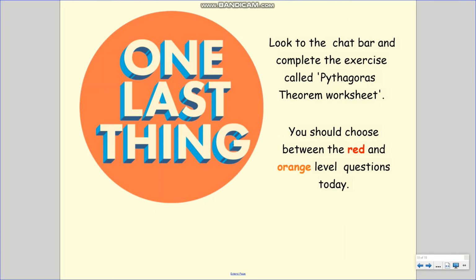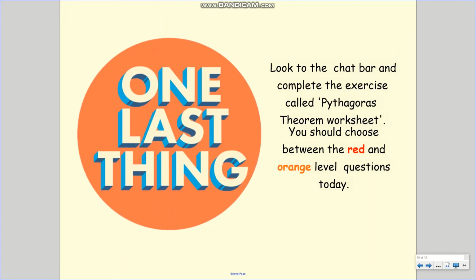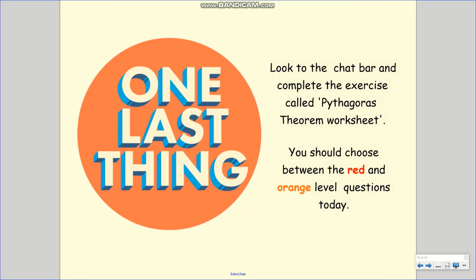Your final activity for today is to go to the exercise that has been posted in chat for you. You should choose between the red level and the orange level of questions today. The red level deals with one method at a time, looking at finding the hypotenuse first of all, and then finding shorter sides or legs of the right angle triangle. The orange level is more of a mix of questions, so it gets you thinking about which of the 2 methods you've learned today you need to choose.